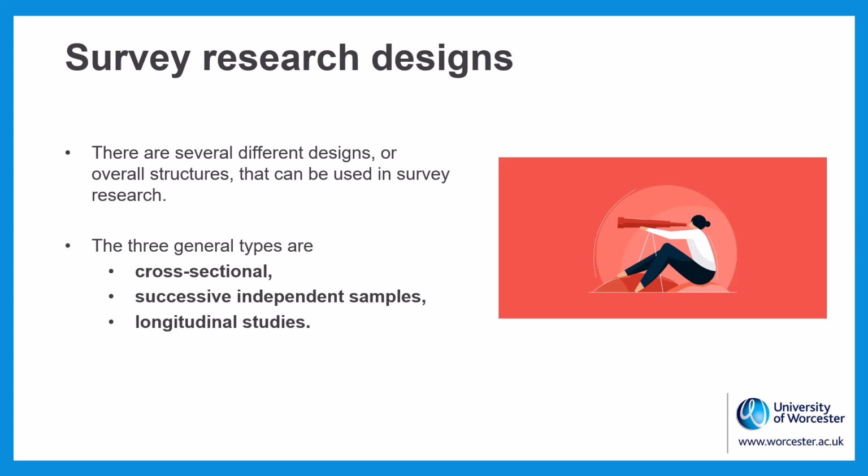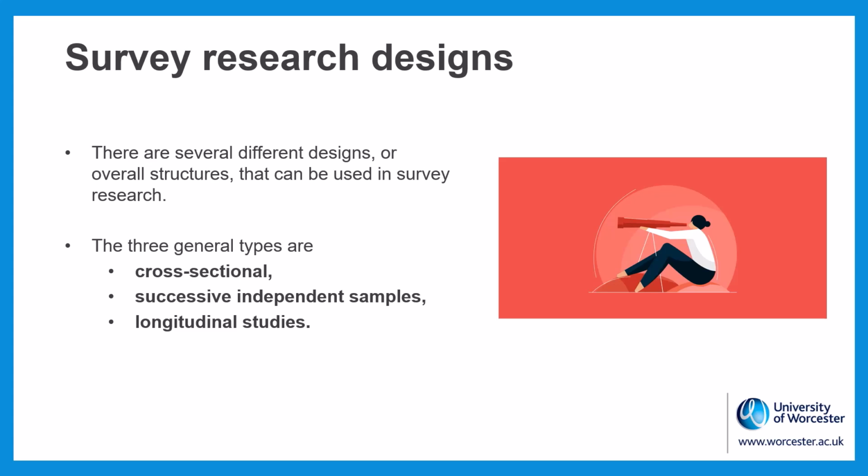Successive independent studies are instead designed to draw multiple random samples from a population at one or more times. This design can study changes within a population, but not changes within individuals, because the same individuals are not surveyed more than once. Such studies cannot, therefore, identify the causes of change over time.